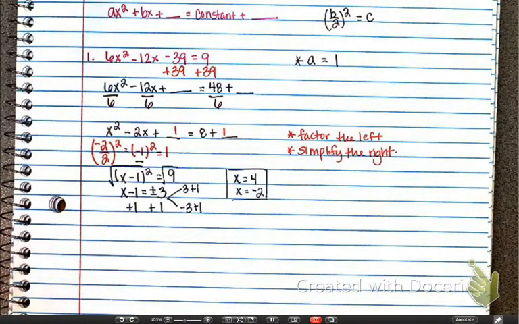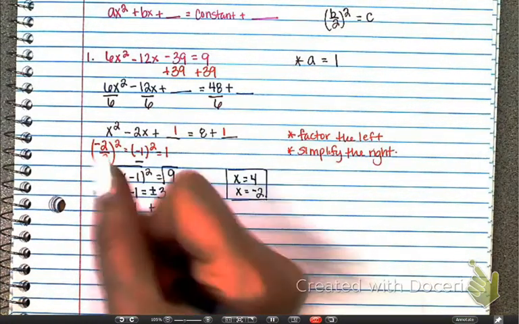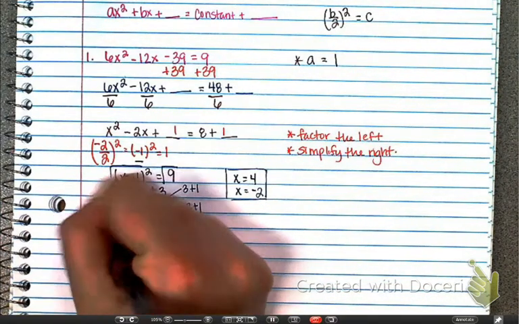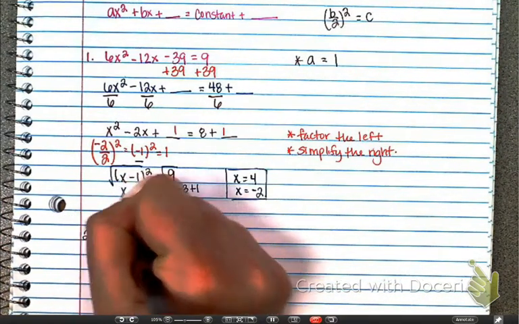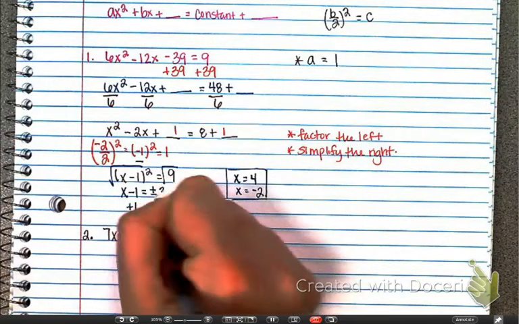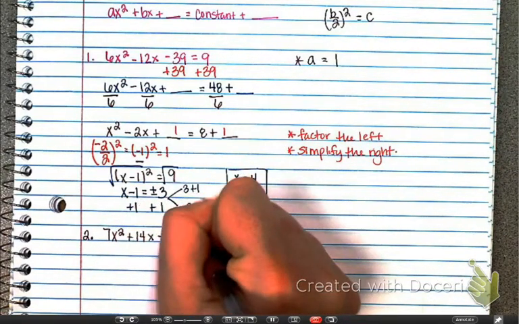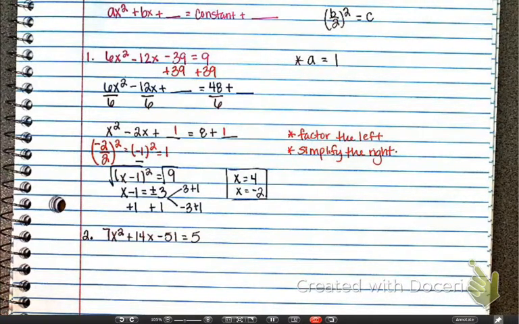All right, I'm going to give you a problem. If we can get through this with no issues, then we can move on. And I'll give you your homework, and that's what you'll work on. Okay? All right, let's try. Okay, so I want you to try this one. So 7x squared plus 14x minus 51 equals 5.